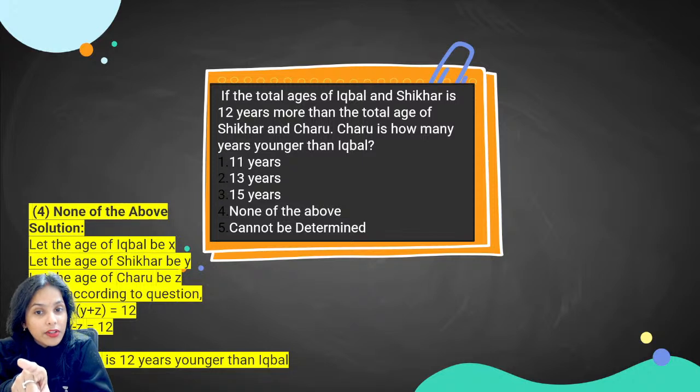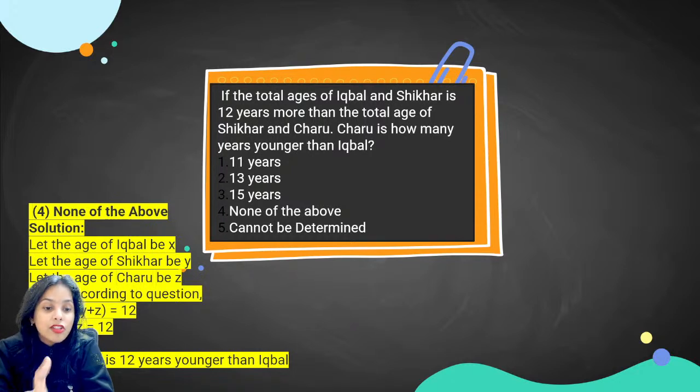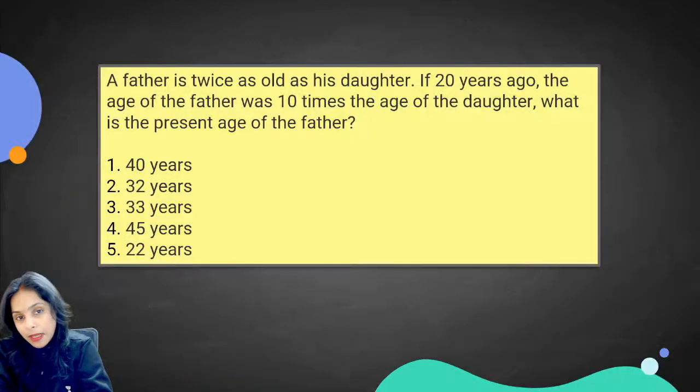So according to the question, the sum of the ages of Iqbal and Shikhar, and we are going to find the difference of the ages of Shikhar and Charu, would be 12. So just by forming the equation, you are going to get the value of X minus Z, which is saying that Charu is 12 years younger than Iqbal.